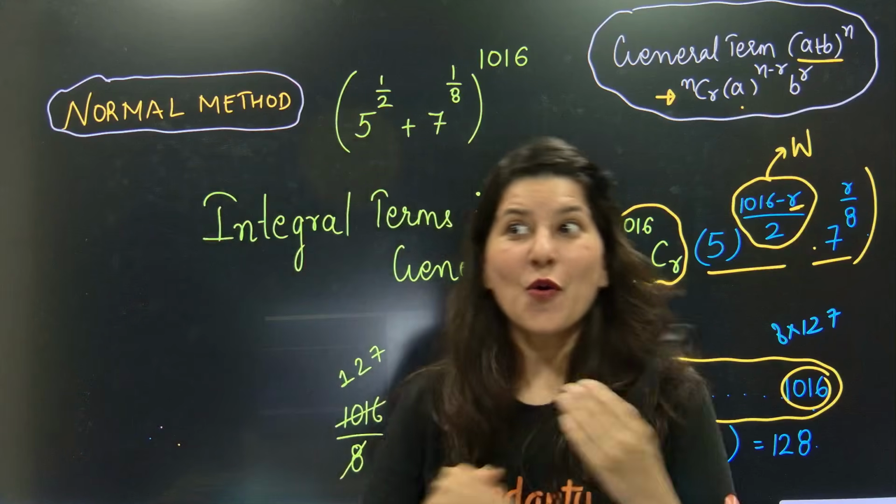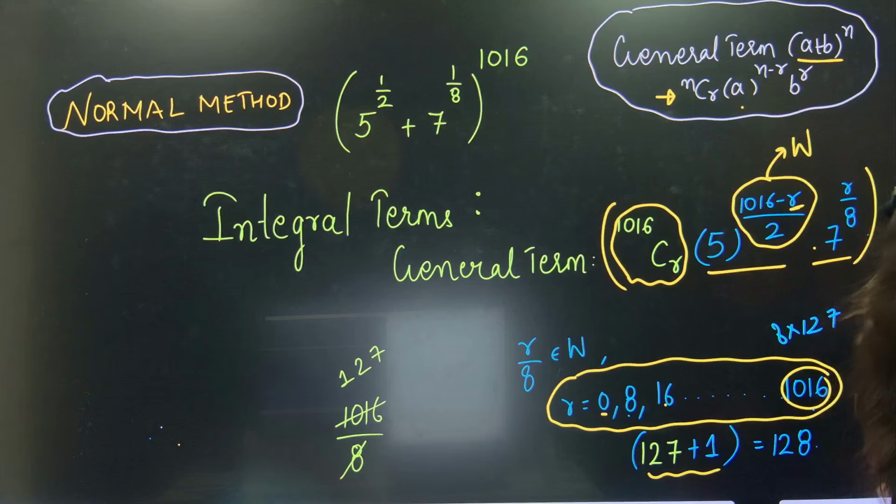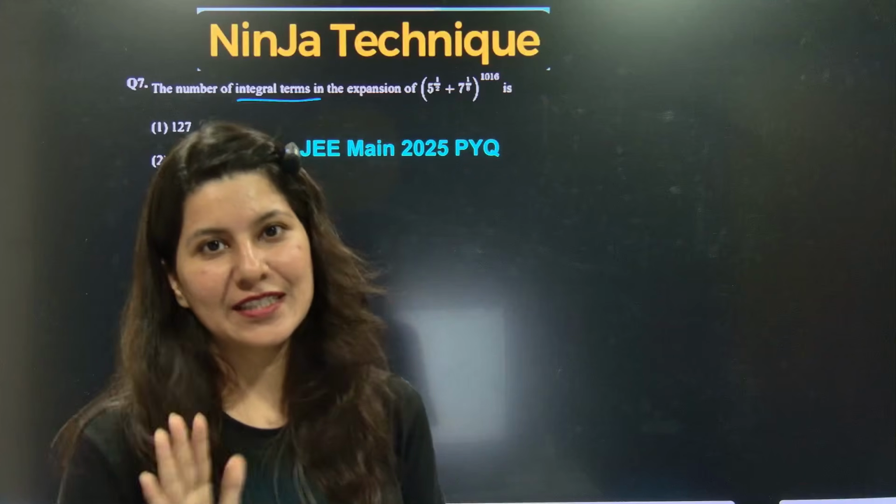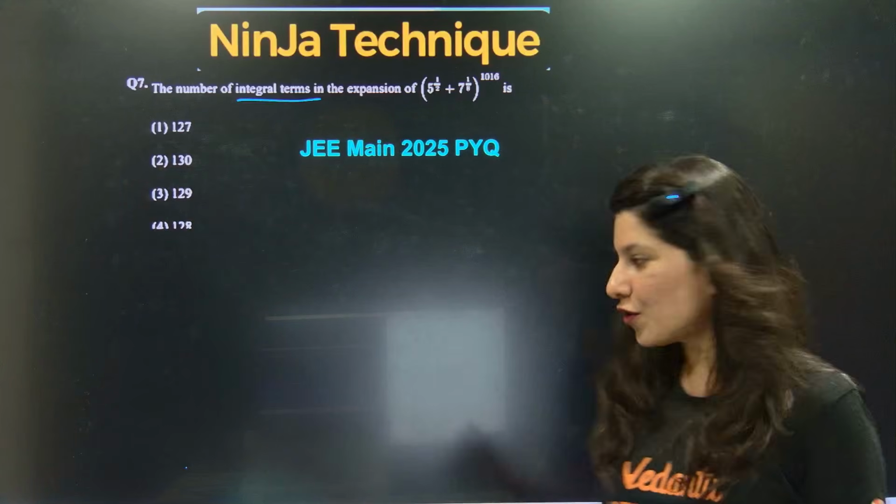So this is the whole process which we are going to reduce, and we are just going to apply the ninja technique in less than 10 seconds. Are we ready for it?